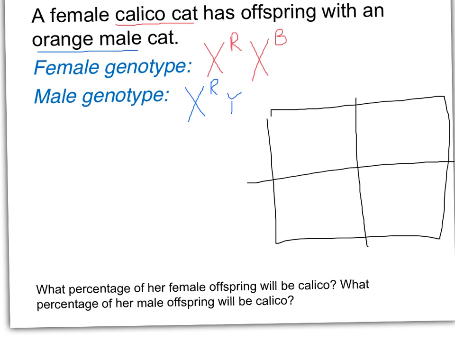Okay, so the male, half of his sperm are going to be carrying the orange allele X chromosome, and half of them are going to be containing the Y chromosome, because he's a boy. For the female cat, half of her eggs are going to have an X chromosome with an orange allele, and half of them are going to have an X chromosome with a B allele. And we're going to finish filling that in.